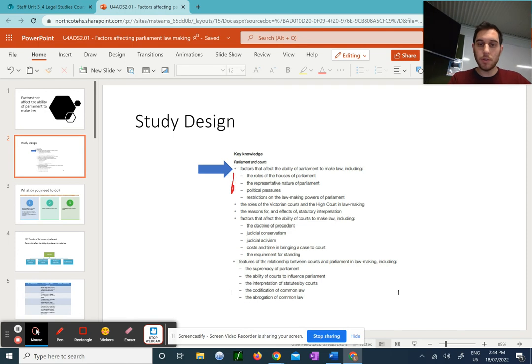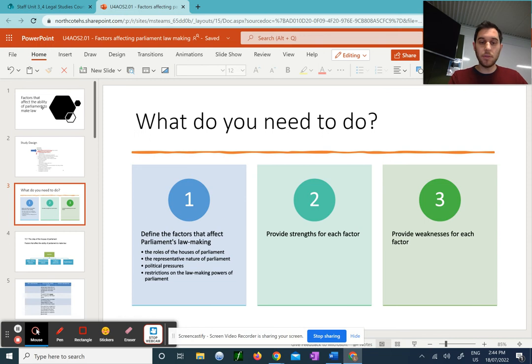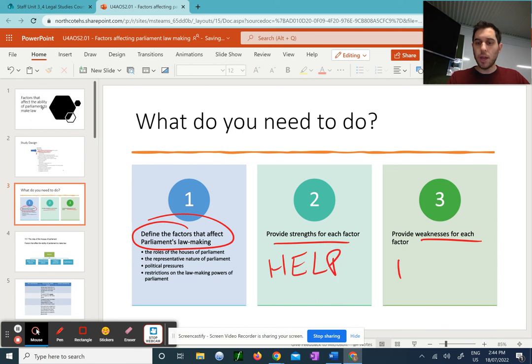So in our first video, we're going to focus just on this first one, the roles of the Houses of Parliament. So we're going to learn about how the roles of the Houses of Parliament affect Parliament's ability to make law. So what do you need to know? Well, first of all, you need to be able to define that dot point. So what are the roles of the different Houses of Parliament? And you've already learned a little bit about that in the last area of study. And then the next thing you need to do is provide strengths and weaknesses for each factor. So another way of thinking about this is how does this factor help or hinder the ability of Parliament to make law?